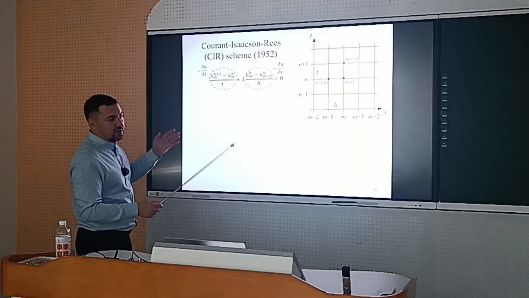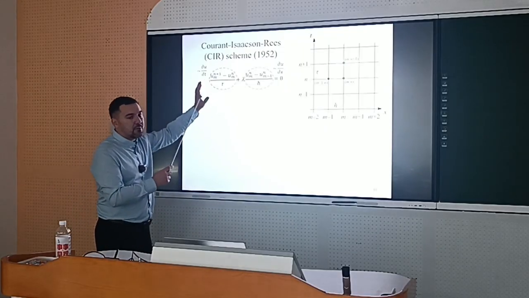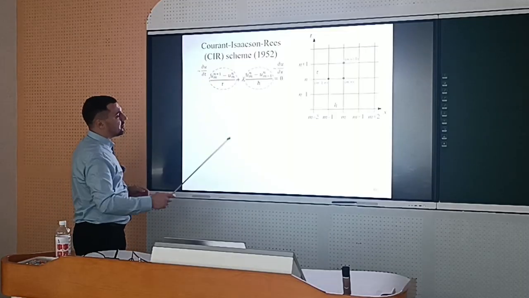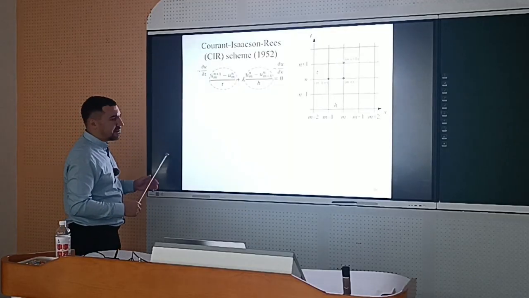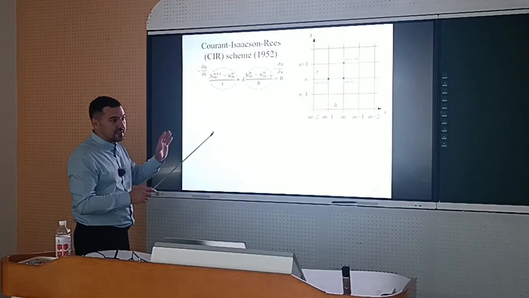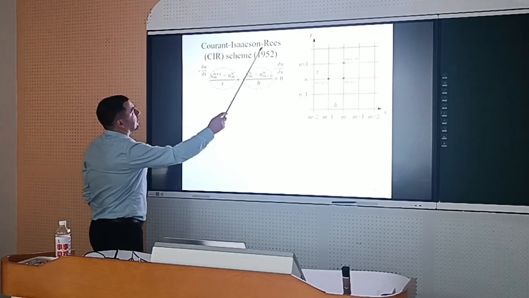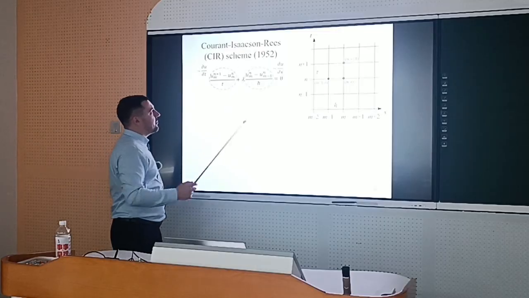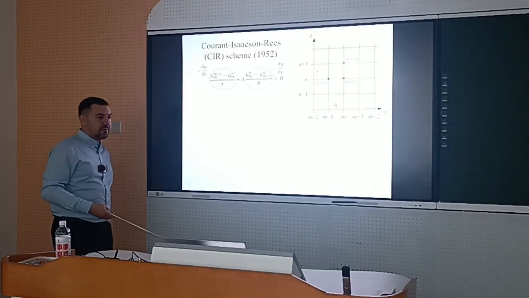Actually, as for ordinary differential equations, we can propose a lot of different ways to approximate the derivative with respect to time and with respect to x. But this is apparently the simplest possible one, and actually the best one, in fact, if you consider first order schemes. This scheme is called the Courant-Isaacson-Rees scheme, or CIR for short. It was proposed in 1952. Let's analyze the properties of this scheme.